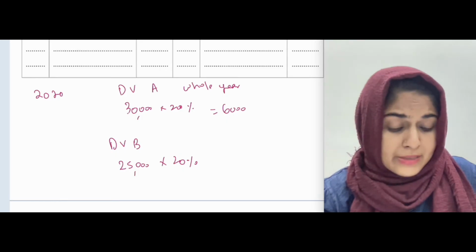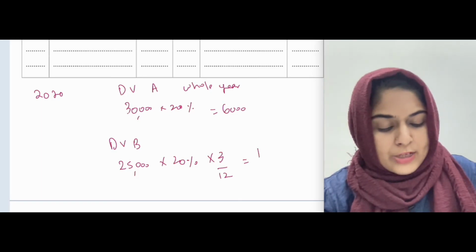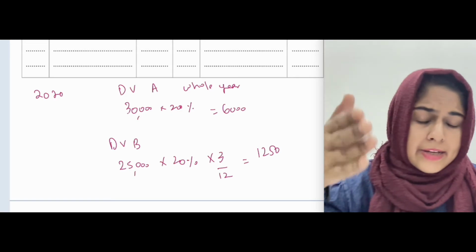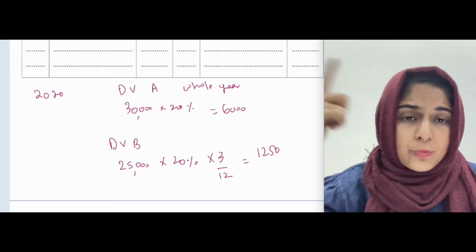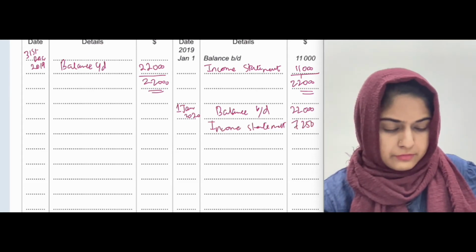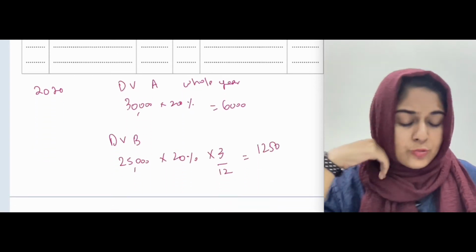So 25,000 multiplied by 20% multiplied by 3 divided by 12 और इसका आंसर आ जाएगा 1250. So basically yearly depreciation will be 5,000 and then I did 3 divided by 12 से उसको multiply किया तो 1250 आ गया. तो यहाँ पे मेरी इनकम स्टेटमेंट की जो वैल्यू है ये 7250 हो जाएगी because I will add 6,000 and 1250.